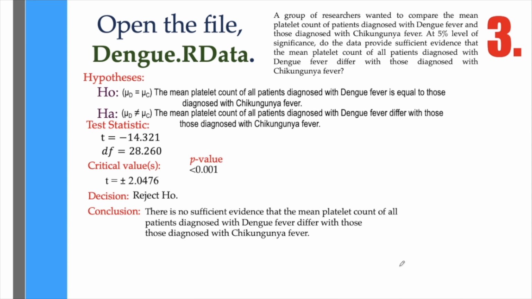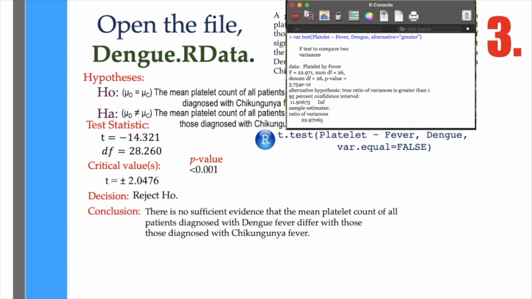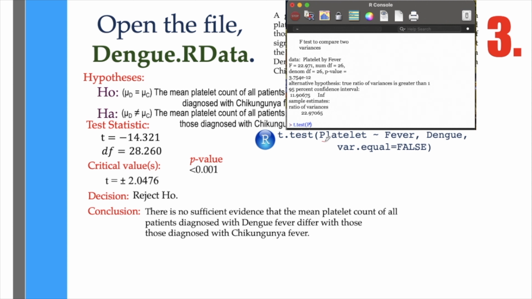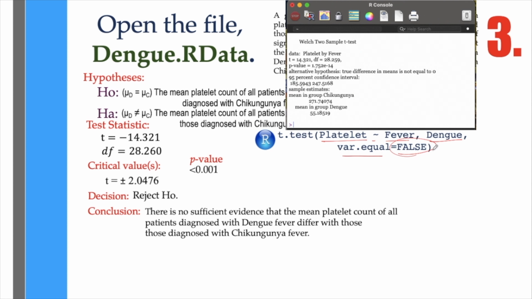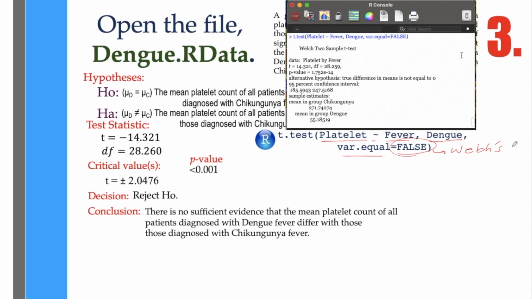Now, in performing the Welch t-test, all you have to do is to replace var.test with t.test. So that's t.test and then still platelet, tilde, fever, comma, dengue, comma, and then var.equal equals false. So this false option here indicates that R has to perform the Welch t-test.